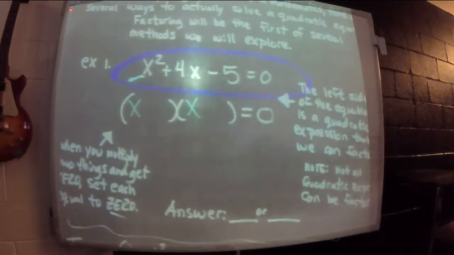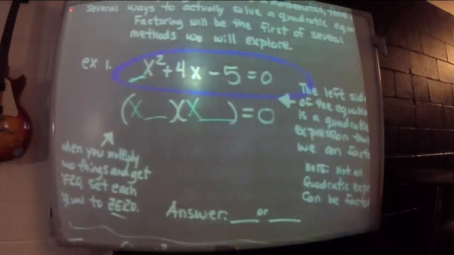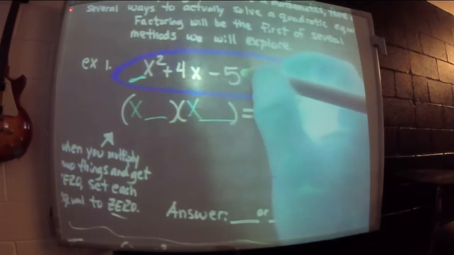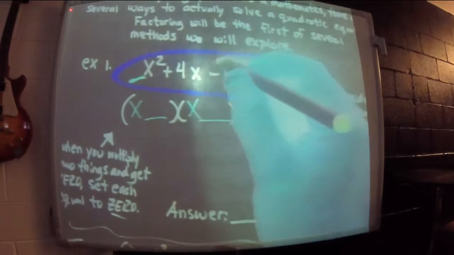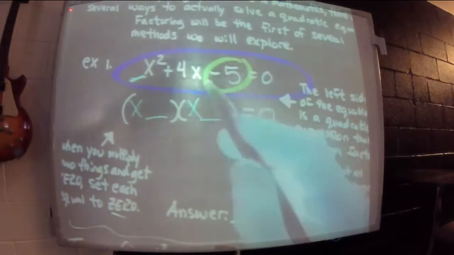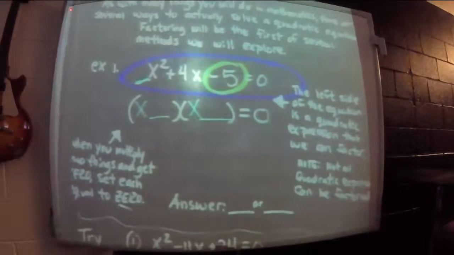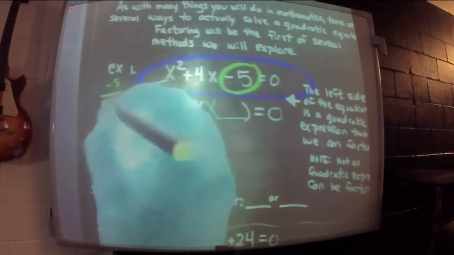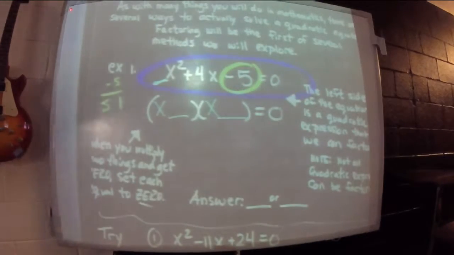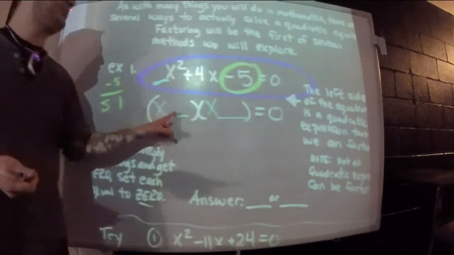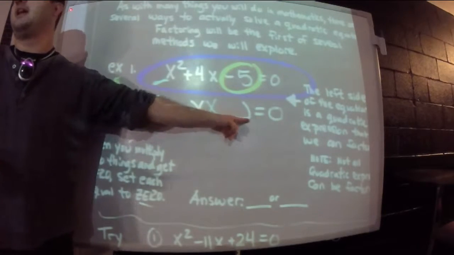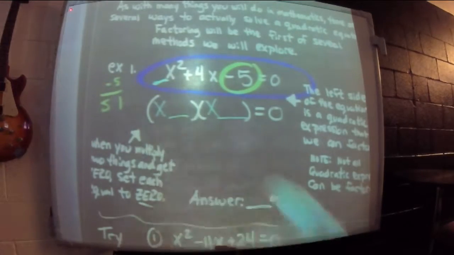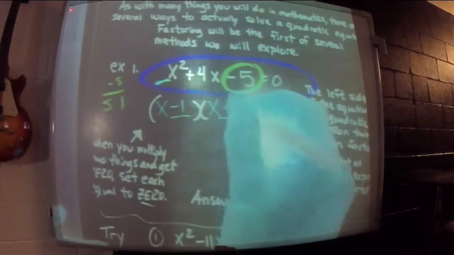Now I want two numbers, the numbers that go here and here. They need to multiply to negative 5, and then they're going to add or subtract to 4. So I'm going to go right over here, and there's only so many ways to get 5. It's got to be 5 and 1 somehow. If I want a positive 4, what should I put in here? Negative 1 plus 5, or positive 5 minus 1, either way. We'll go with what you said. You said negative 1 plus 5.